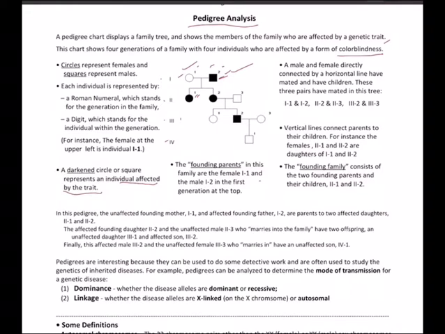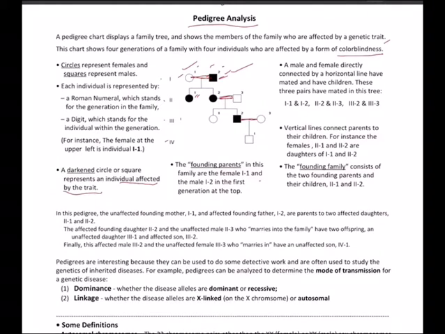A male and female directly connected by a horizontal line have mated and have children. You can see this horizontal line connecting the male and female. These 3 pairs have mated in this tree. Here you can see Roman 1, individuals 1 and 2; Roman 2, individuals 2 and 3; and Roman 3, individuals 2 and 3. This is the indication of mating and having children.